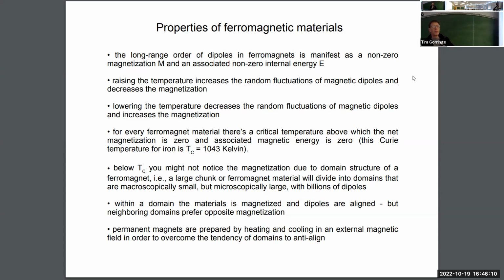The way you would make a permanent magnet is that you would have to heat up and then cool down that magnetic material in an external magnetic field. You're using the external magnetic field to freeze in the domain alignment in the direction of the external magnetic field. So that's how you would make a permanent magnet. You'd have to take that step of heating up and cooling down in some external field, and then you would get your fridge magnet or whatever.